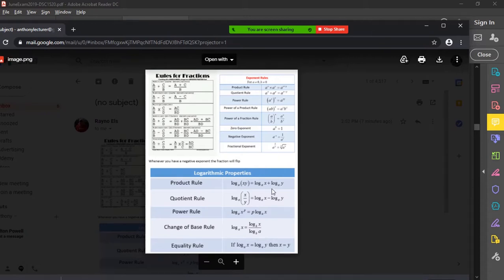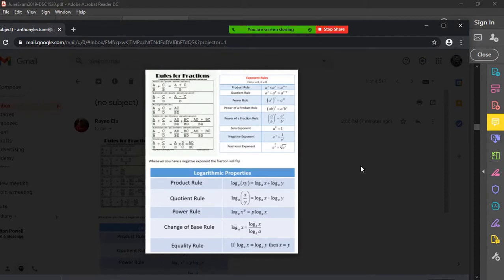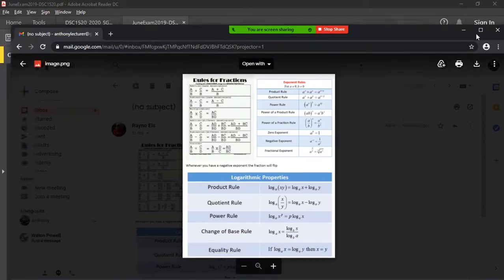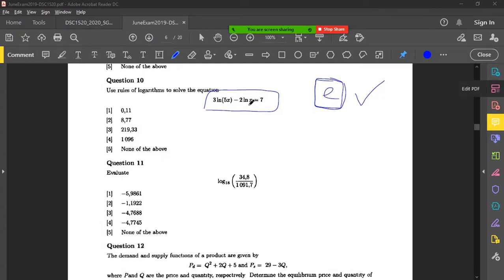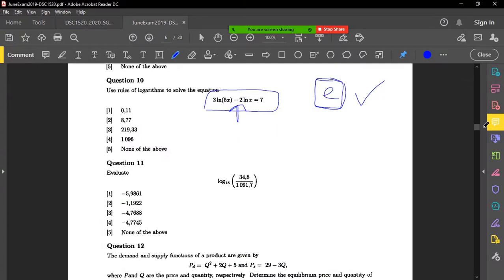For log, the quotient rule. Okay, why are you using quotient? Because of the minus. Do you see that? Yes, there's the minus. That's exactly what you're using. Then you've just got to apply it correctly.